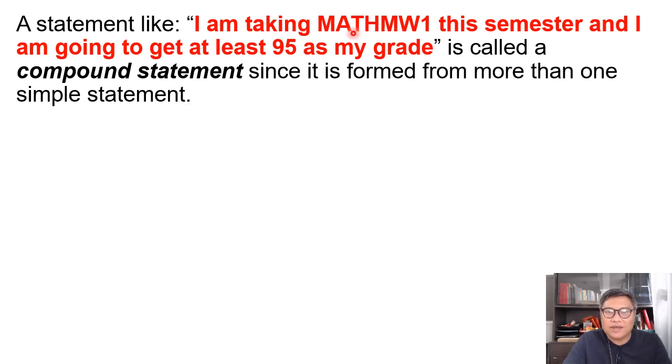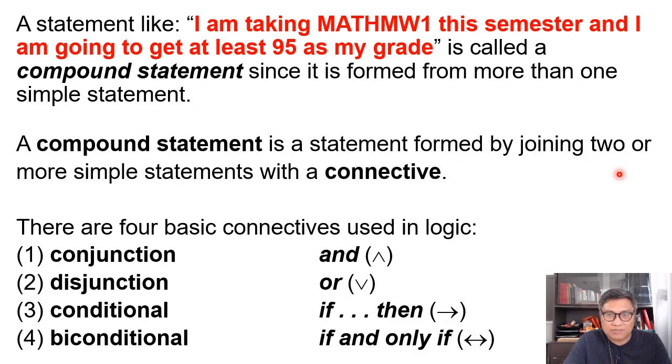Here we have one simple statement, I am taking mathematics in the modern world this semester. Now this will verify whether this is true or not if you are really enrolled. And the other statement is that I am going to get at least 95 as my grade. So again, this is another statement. And when we combine two or more simple statements, the result is what we call a compound statement.